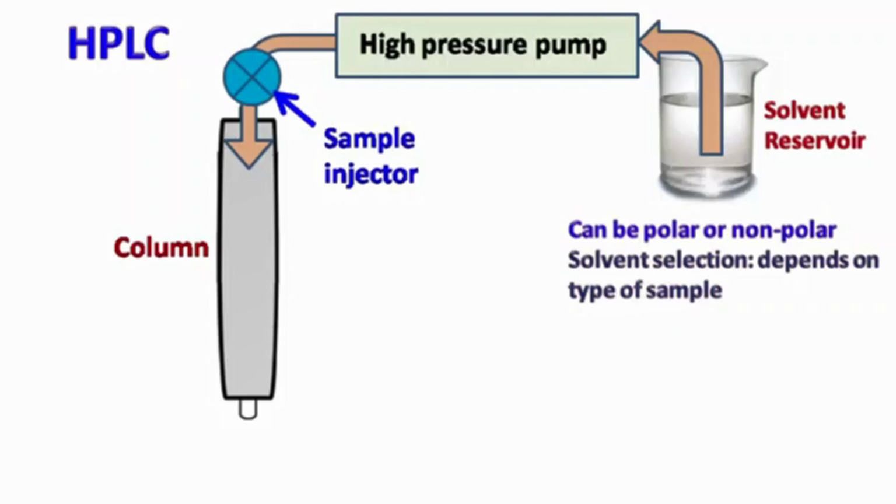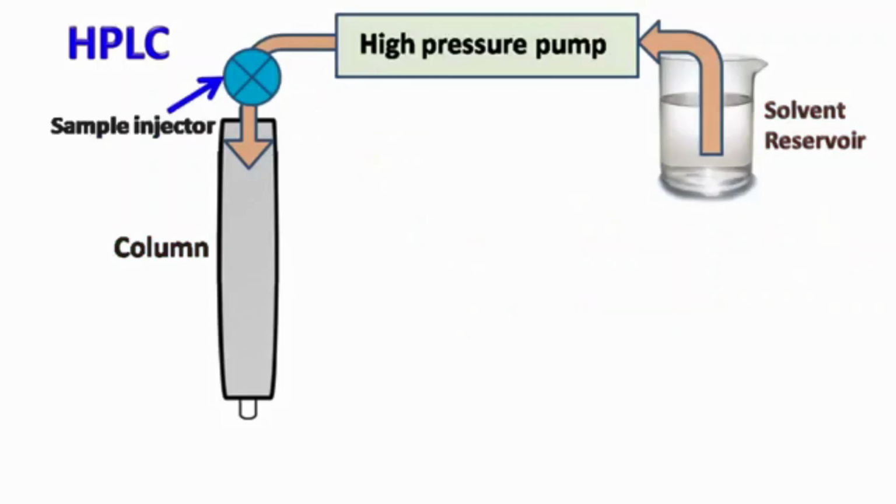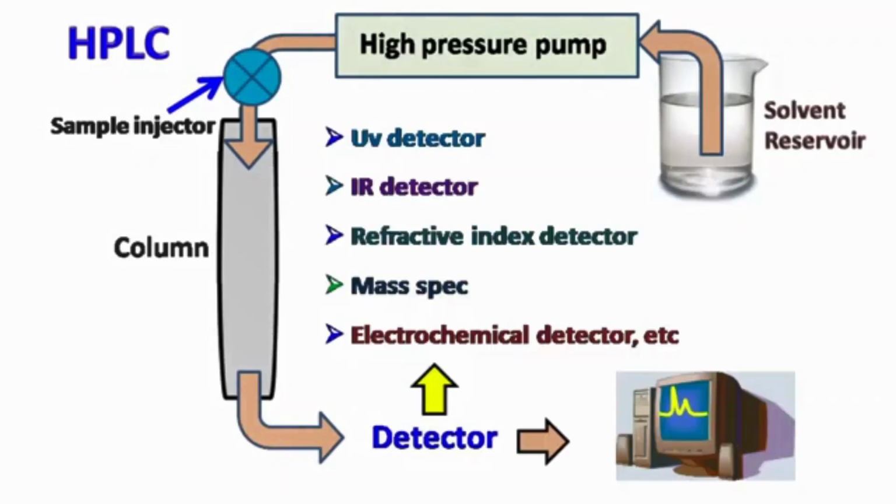The detector. In order to detect the eluate, that is sample coming out of the column, the HPLC column is attached with a detector. Different types of detectors such as UV detector, IR detector, fluorescence detector, refractive index detector, mass spectrometer, electrochemical detectors, etc. can be used. The detectors are connected with a computer which collects the information.